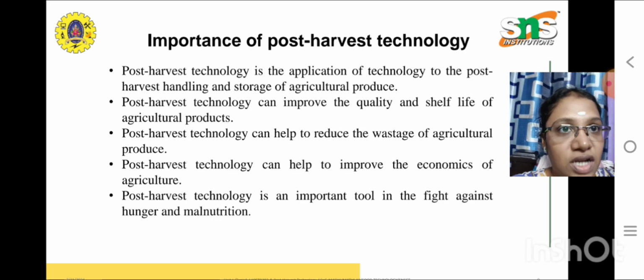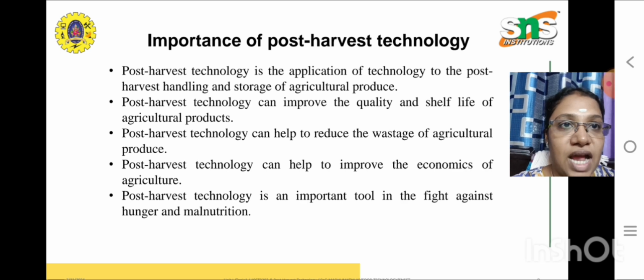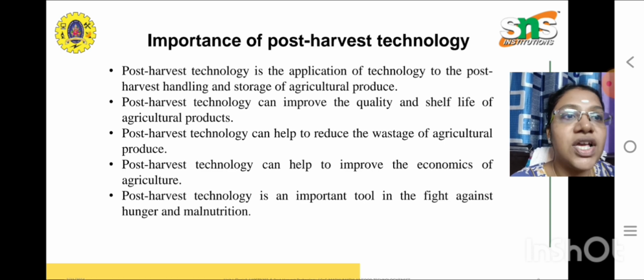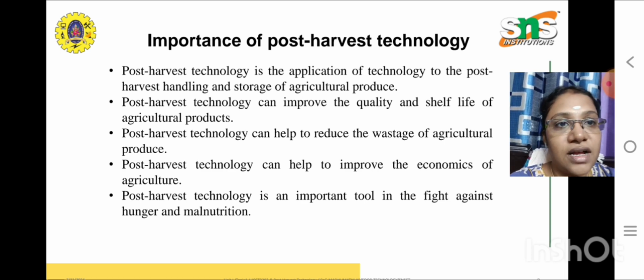So the basic importance behind this PHT is nothing but the application of, as I told, technology to the post-harvest handling and the storage of the particular agriculture produce. It will improve the quality and shelf life, reduce the wastage, improve the economics of agriculture, and serve as an important tool to fight against hunger and malnutrition.